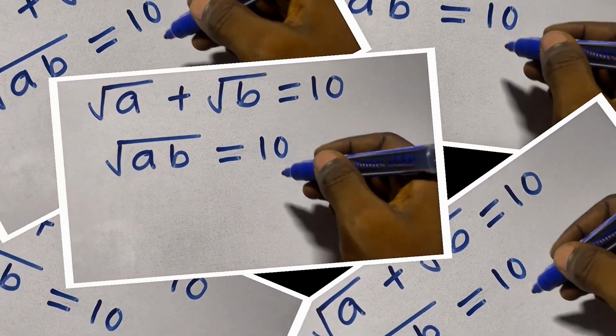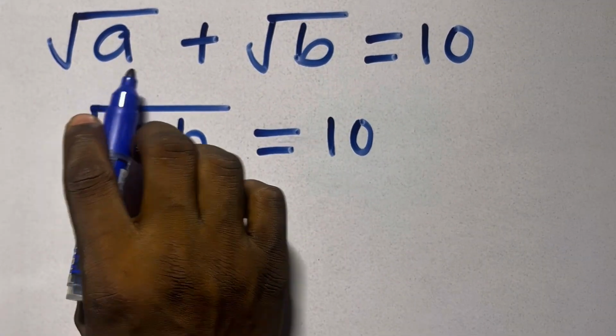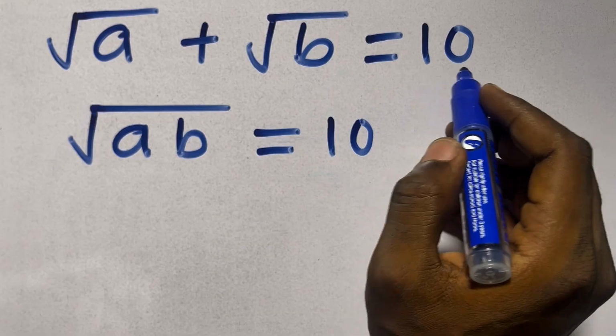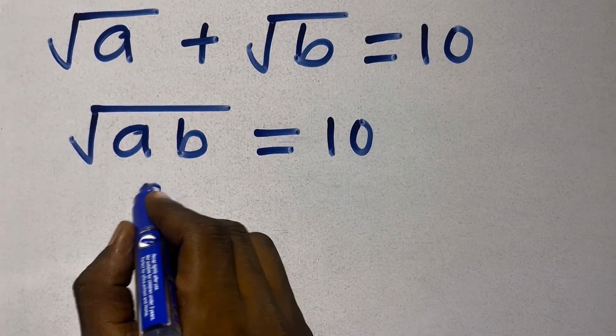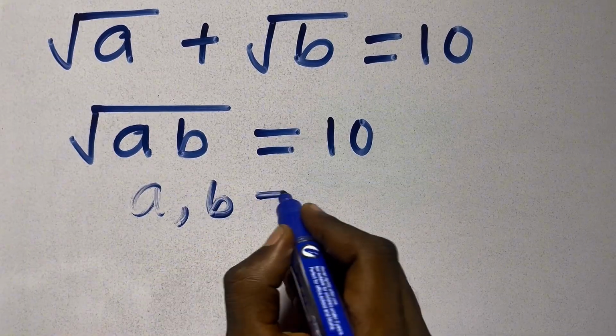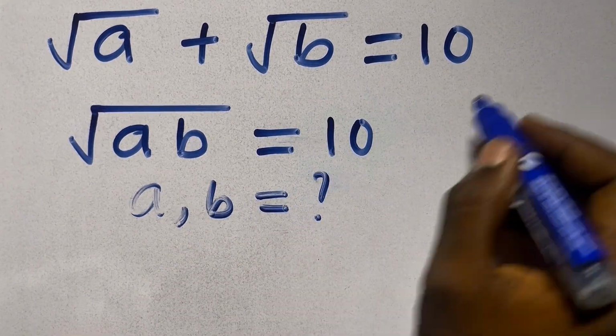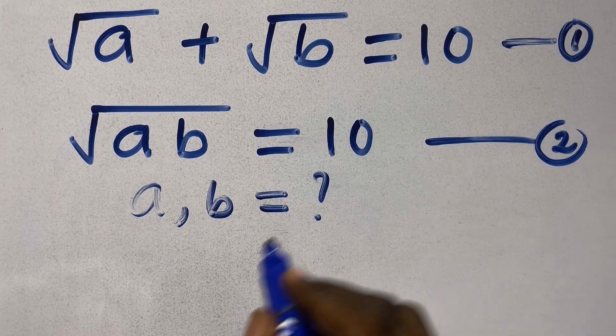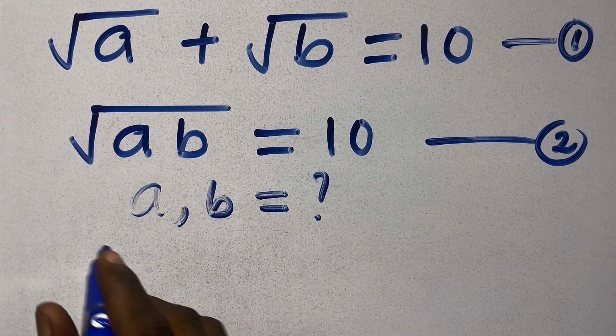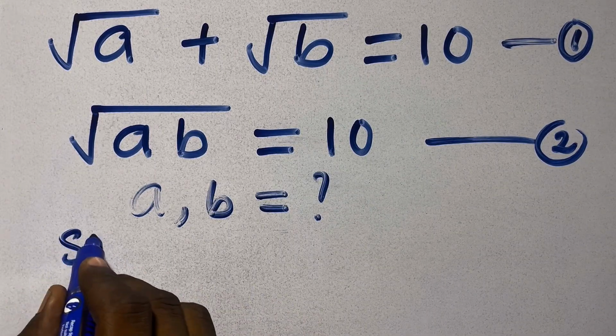So I want to solve this simultaneous equation: given square root of a plus square root of b equals 10, and square root of ab equals 10. We are asked to find a and b. Let's number this to be our equation 1 and this to be our equation 2.